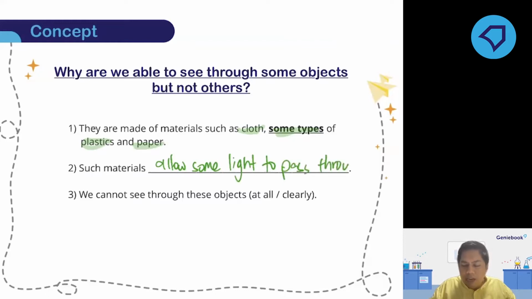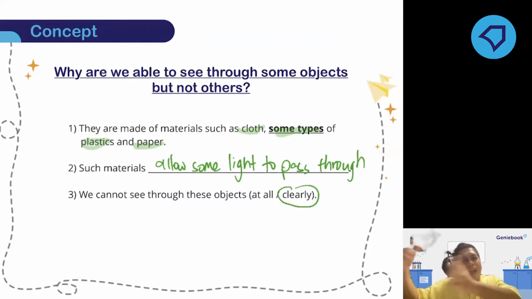Okay, you might want to write this down in your notes. So we cannot see through these objects. Is it at all or clearly? We cannot see through these objects at all or clearly. Who can tell me? Yes, Megan, Jordan, Pedro, correct. Good. Okay, so clearly. So we cannot see through these objects clearly. Not at all is for another type of material that I will go through later on.